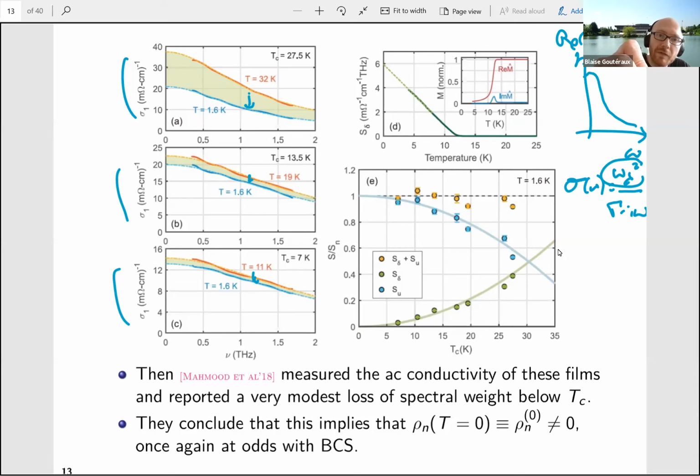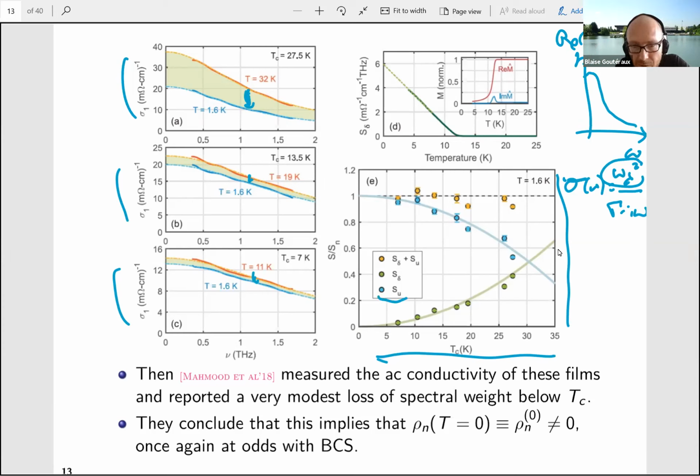You can think of the difference between these two curves as a measure of the density of carriers that go into the superfluid density versus those that stay in the normal density. So in fact, what these authors did is that they extracted these quantities and they plotted them here versus Tc, the value of the critical temperature. And they plot several things.